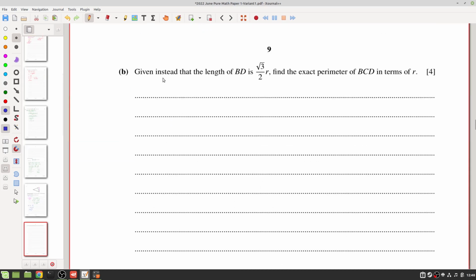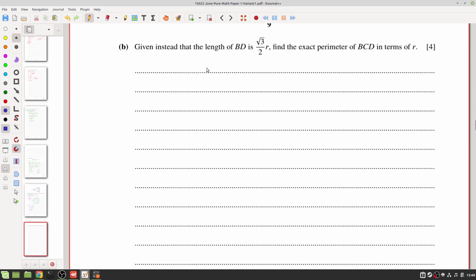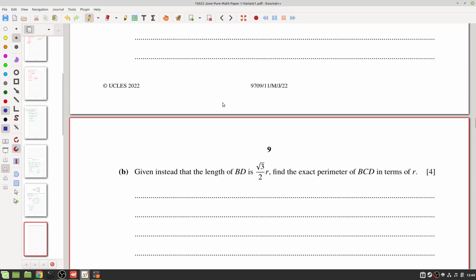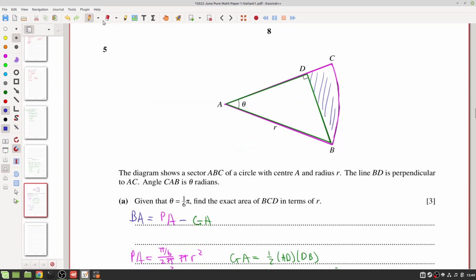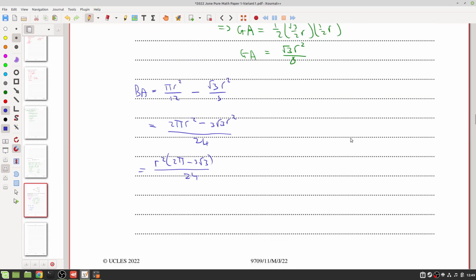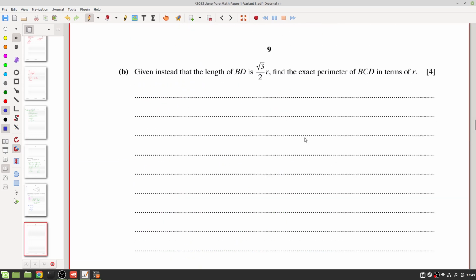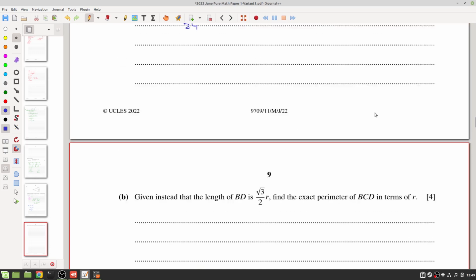Now, given instead, that means we can no longer assume that theta is pi over 6. That was just for question A. Now instead, they give us that the length of BD is root 3 over 2 times R. So let's erase all of this. Find the exact perimeter of BCD.